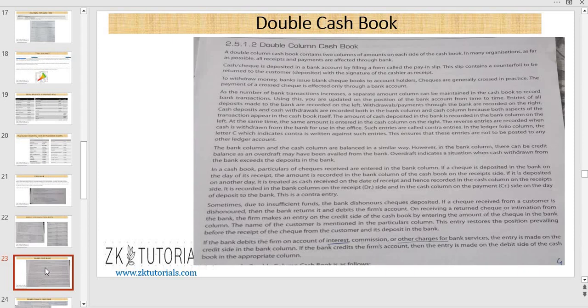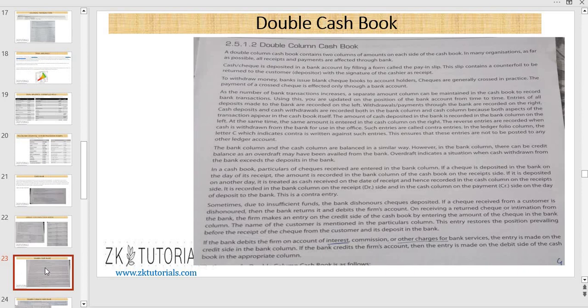The amount is recorded in the bank column of the cash book on the receipt side. If it is deposited on another day, it is treated as cash received on the date of receipt and hence recorded in the cash column on the receipt side. It is then recorded in the bank column on the receipt side and in the cash column on the payment side on the day of deposit to the bank. This is a contra entry.